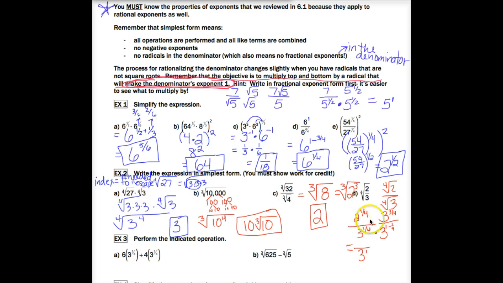I can't combine the 2 with the 3. But what I can do here is rewrite it again into a form that makes more sense to you. So this is the 4th root of 3 to the 3rd. So that's the 4th root of 27. This is the 4th root of 2.